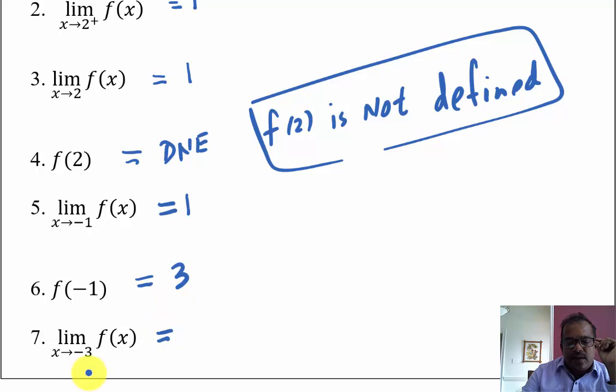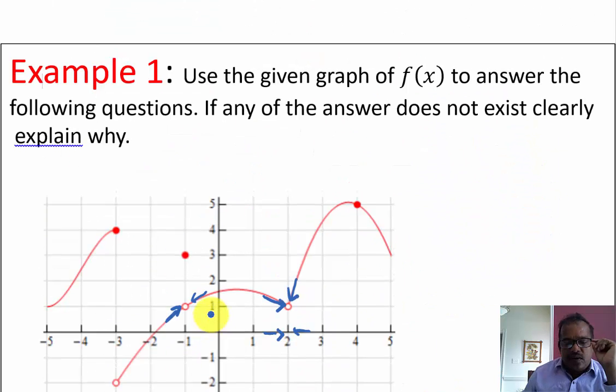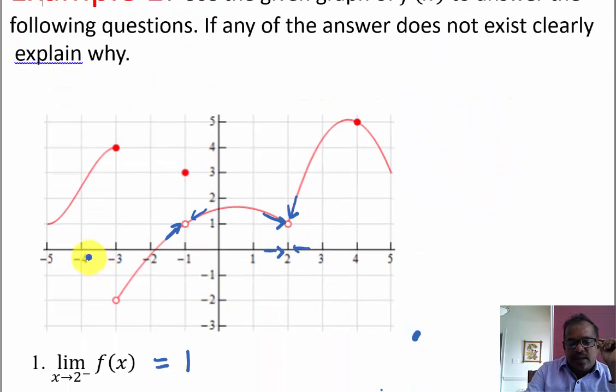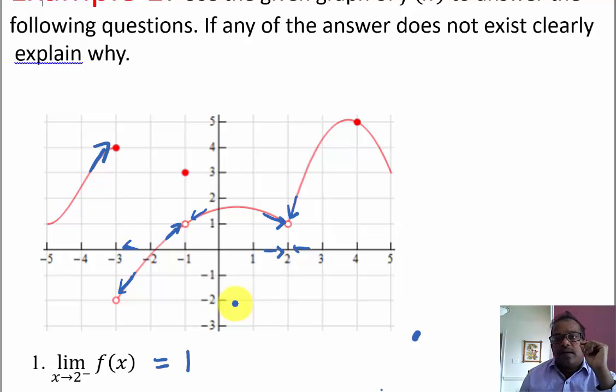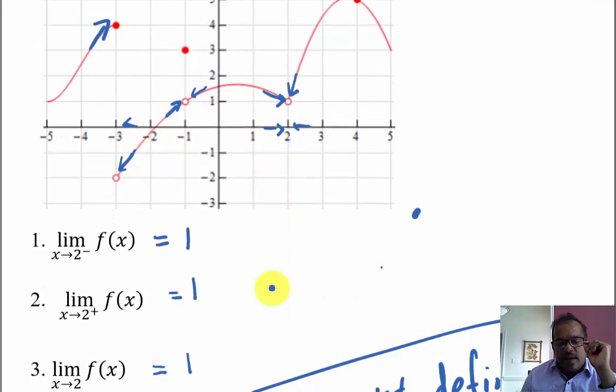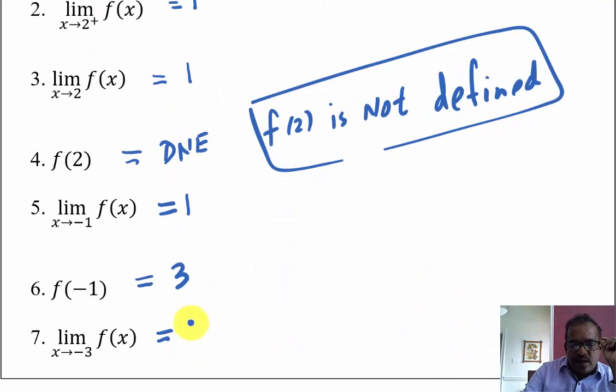Last question, limit as x goes to negative 3 of f(x). As x approaches negative 3 from the left, the graph of f(x) approaches this one, which is 4. As x approaches negative 3 from the right, the graph approaches here, whose value is negative 2. So the left limit and the right limit are not the same at that point. Therefore the limit does not exist.